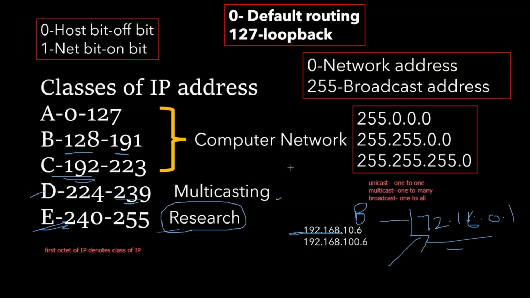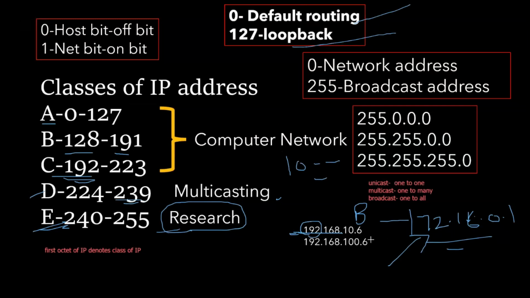And if I write here something like 10.0.0, that will be a class A IP address. That means you only need to check the first octet if you want to find your class. Second thing, as we discussed, 0 is for default routing and 127 is for loopback.